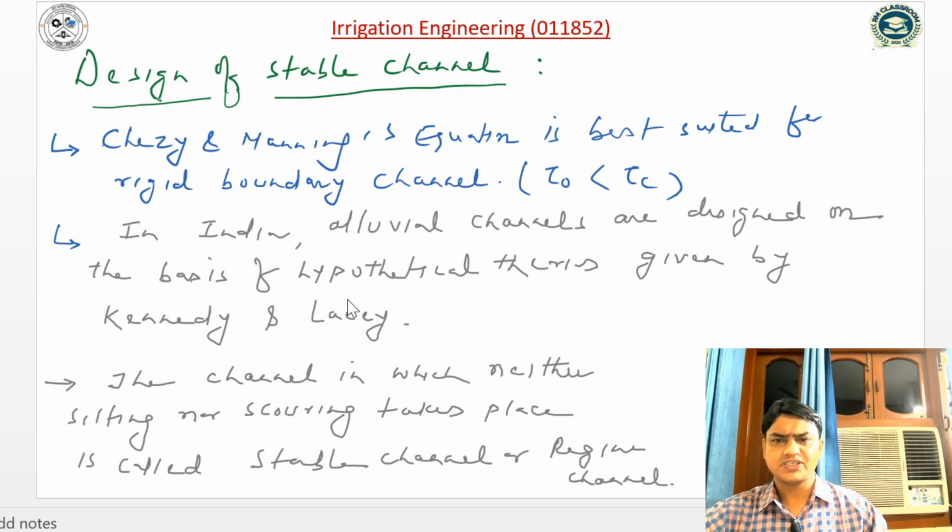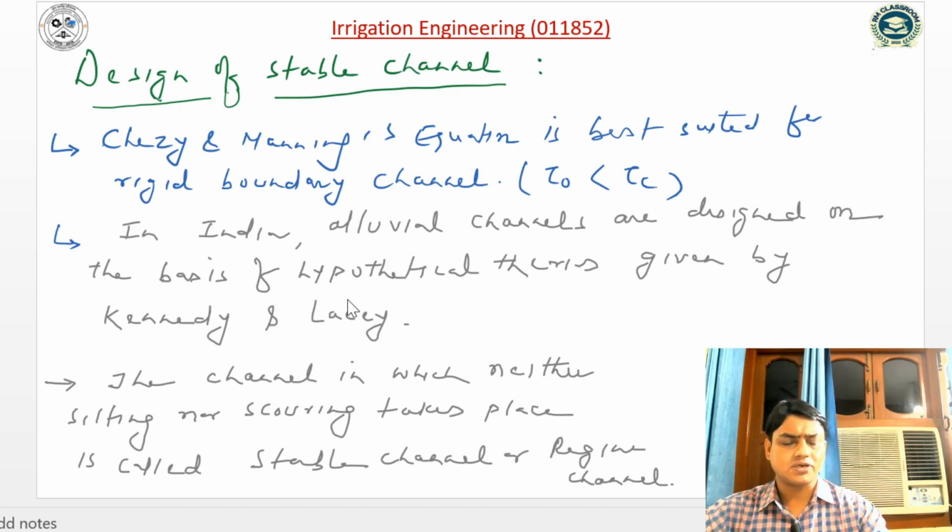So I am going to discuss the design of stable channel. Generally, in design of channel, we use Chezy's equation or Manning's equation. But Chezy's equation and Manning's equation are used for rigid boundary channels, in which the shear stress is less than the critical shear stress. In India, alluvial channels are designed on the basis of hypothetical theories given by Kennedy and Lacey. So today I will discuss Kennedy's theory, and in a later class I will discuss Lacey's silt theory.